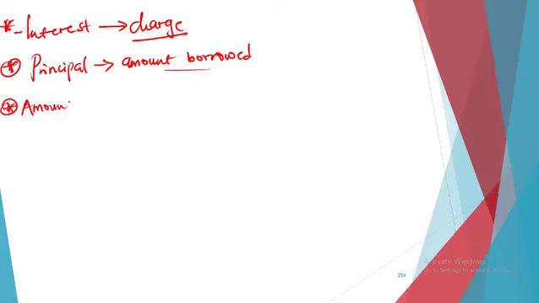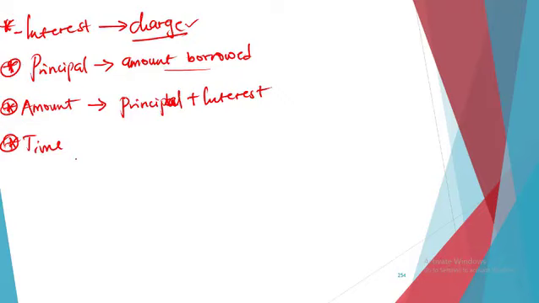Amount is the sum of the principal and the interest at any given time. The sum of interest and the principal. So we say it's principal plus interest. The sum of principal and interest. Then we have what we call time.